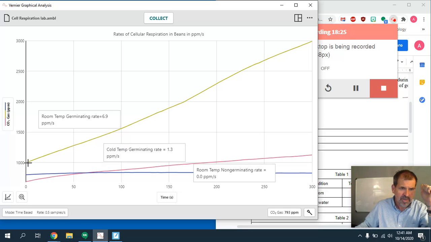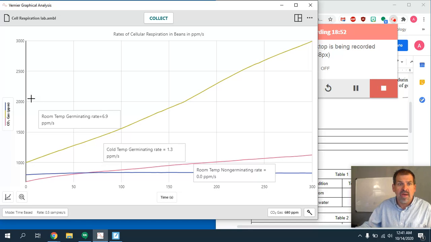All right, so here the software does the graphing for us. Here is our room temperature germinating beans, our rate of 6.9 parts per million per second. So every second it was making 6.9 parts per million more CO2. All right, so this middle line is our cold temperature germinating, so you can see it's obviously much slower. And then there's our slope.